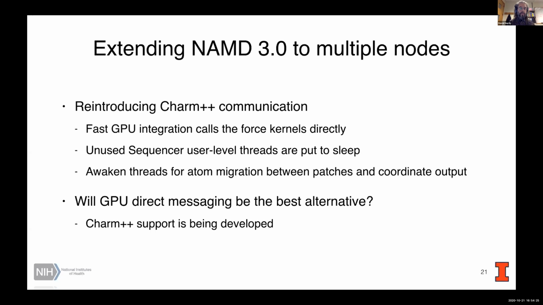And we also had issues with the user level threading that was going on in our sequencer objects. And so the unused sequencer user level threads are actually put to sleep, and you don't wake the threads up until you do an atom migration between patches or whenever you're doing the coordinate output. And so the question now that we're looking into is whether GPU direct messaging will be the best alternative. And we're aware that Charm++ support is now being developed to support that.